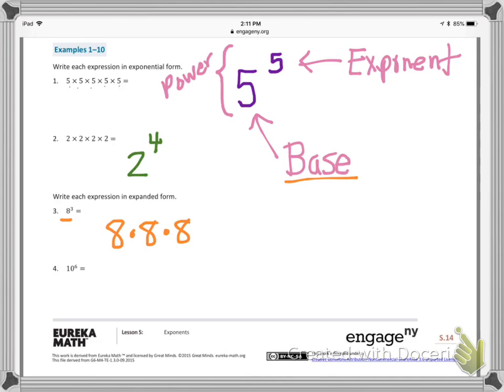We also call 8 to the third power cubed. So there's a couple of shorthand ways to express that. 8 to the third power is 8 cubed.